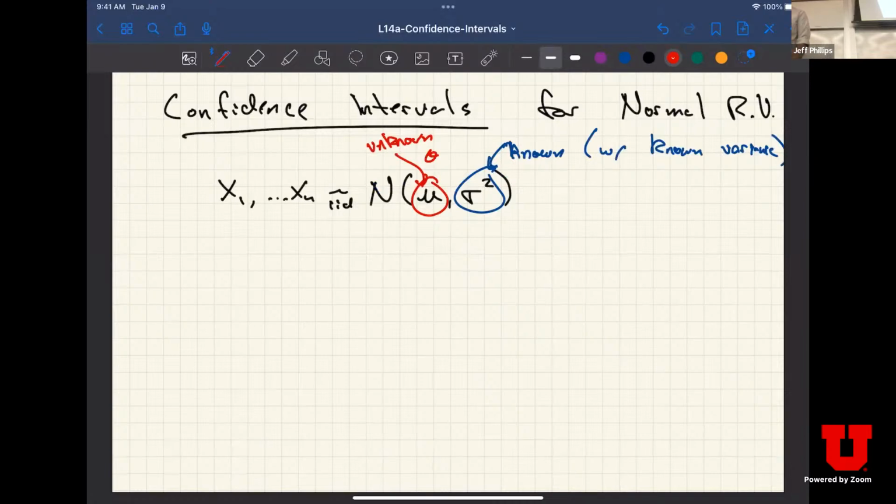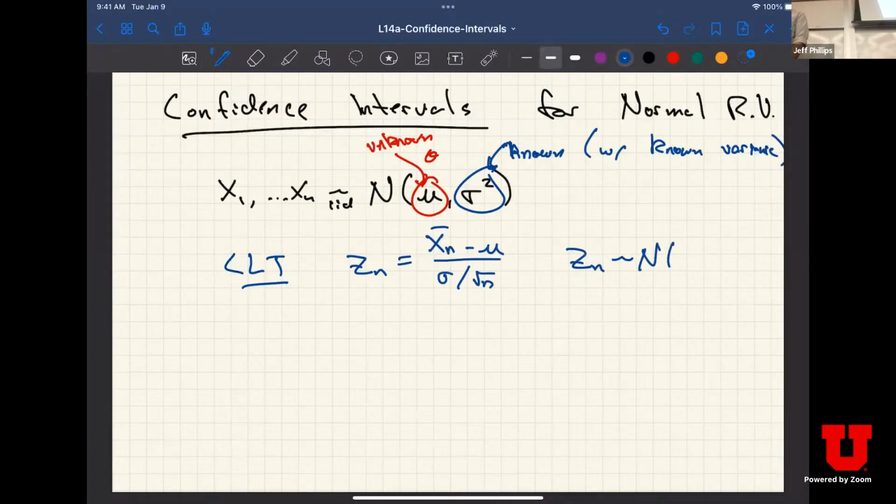What do we know from the central limit theorem? We know that we can transform this into this Zn value. This is Xn bar, the average, minus mu, over sigma over square root of n. And these Zn's follow a normal distribution. So I can take the Xn bar, subtract mu, divide by the standard deviation over square root of n, and this now comes from a standard normal distribution.